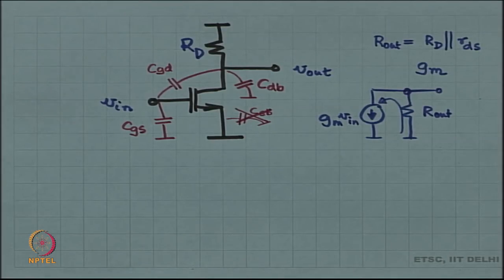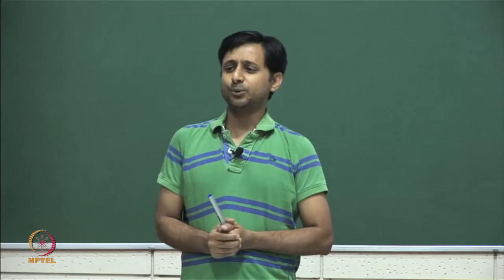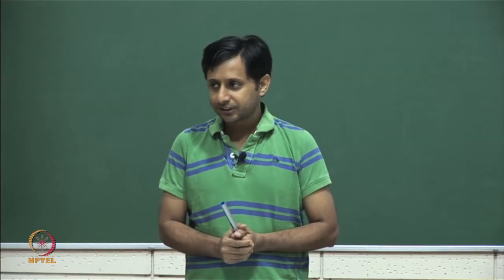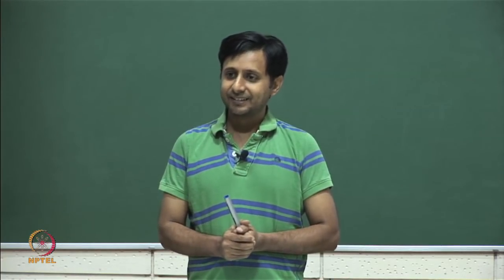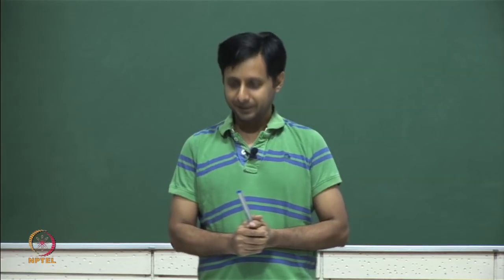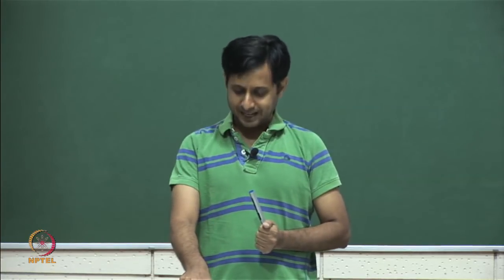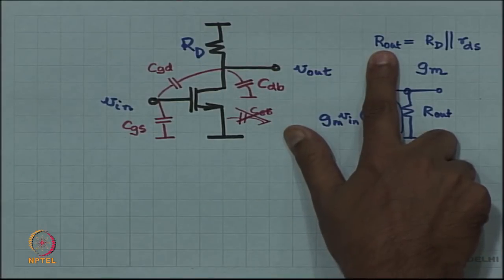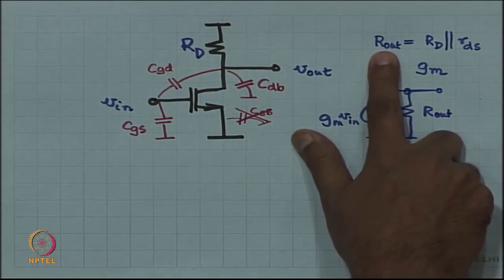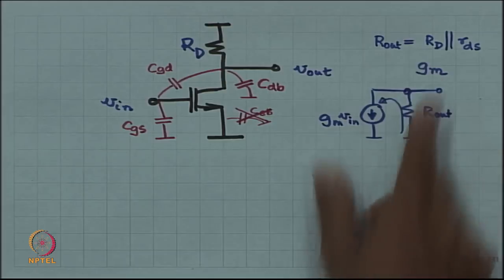Now, we are going to do the same two experiments, the short circuit transconductance and the output impedance, and instead of calling it R out, we are now going to call it Z out, because it is now going to be an output impedance, that is all.